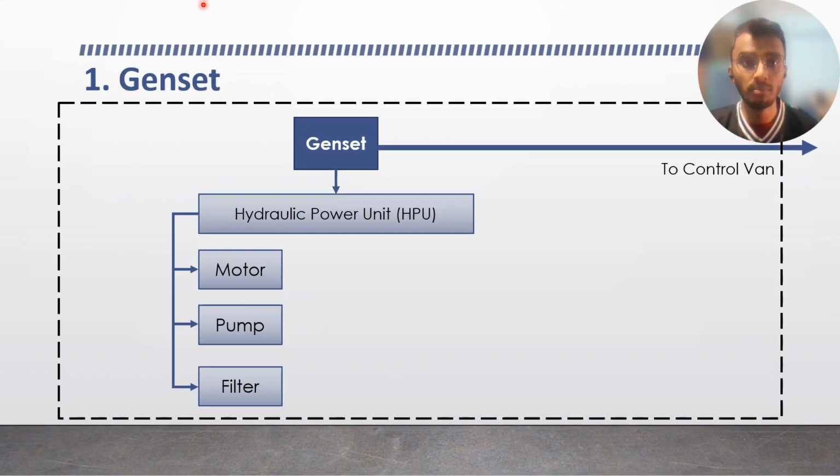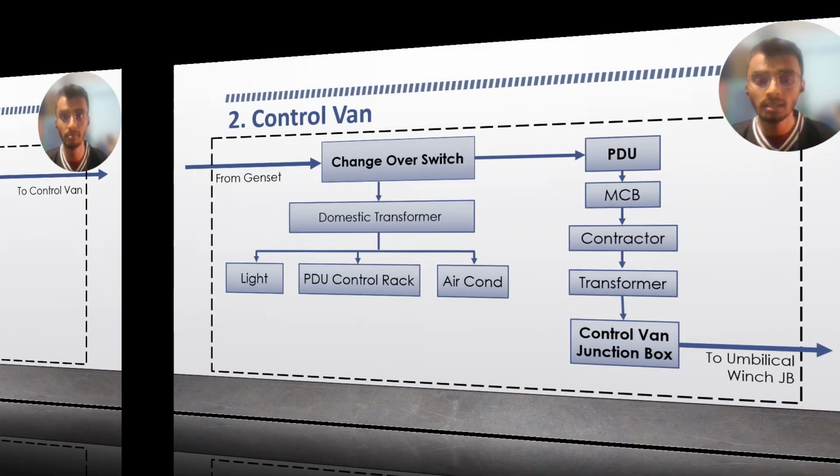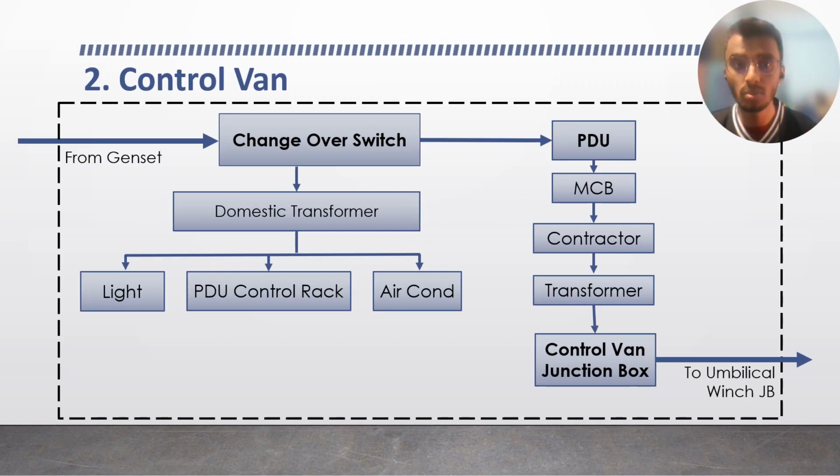From genset, the power will be supplied to the HPU, hydraulic power unit. Then from the HPU, it will be distributed to the motor, pump and filter. From genset, the power will also be supplied to the changeover switch at the control van. The changeover switch is to switch between two power supplies.